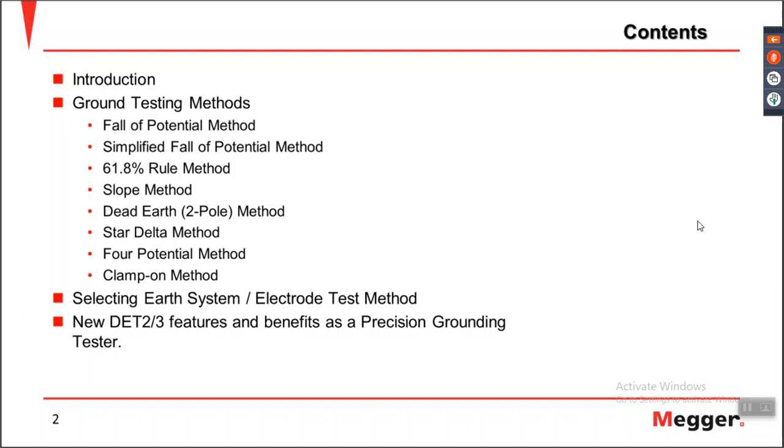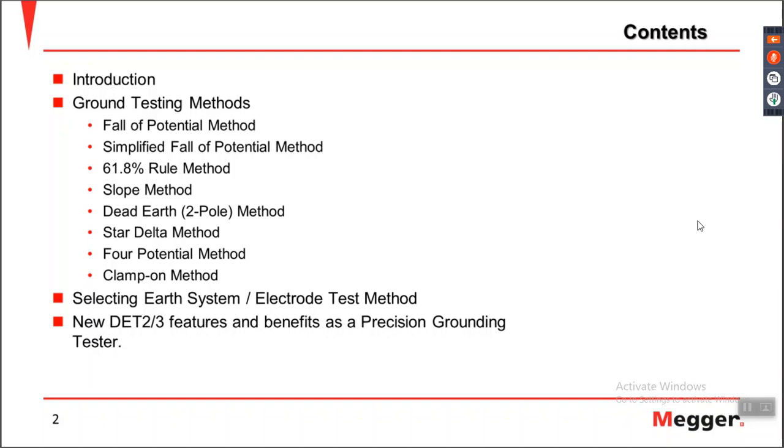So the main goal of this webinar today is that I hope we will understand clearly about each method in order to get the precision grounding testing. Because there are many methods or alternative testing methods to define the ground resistance.